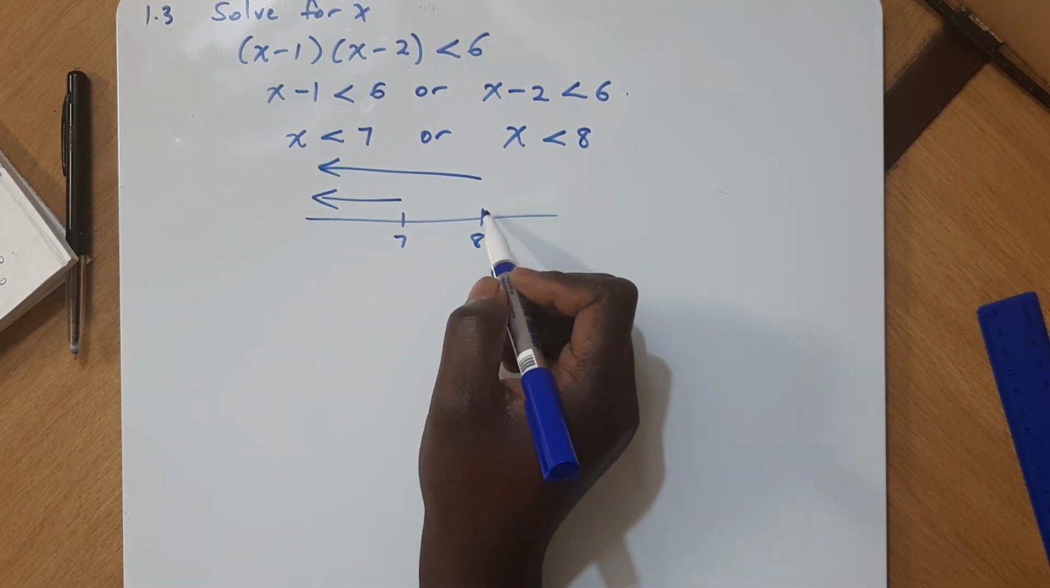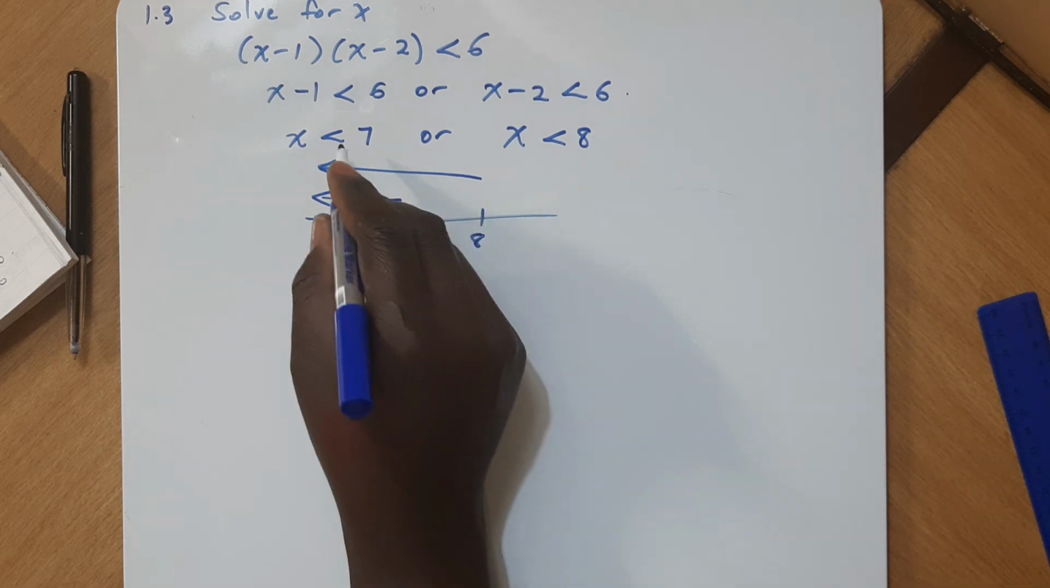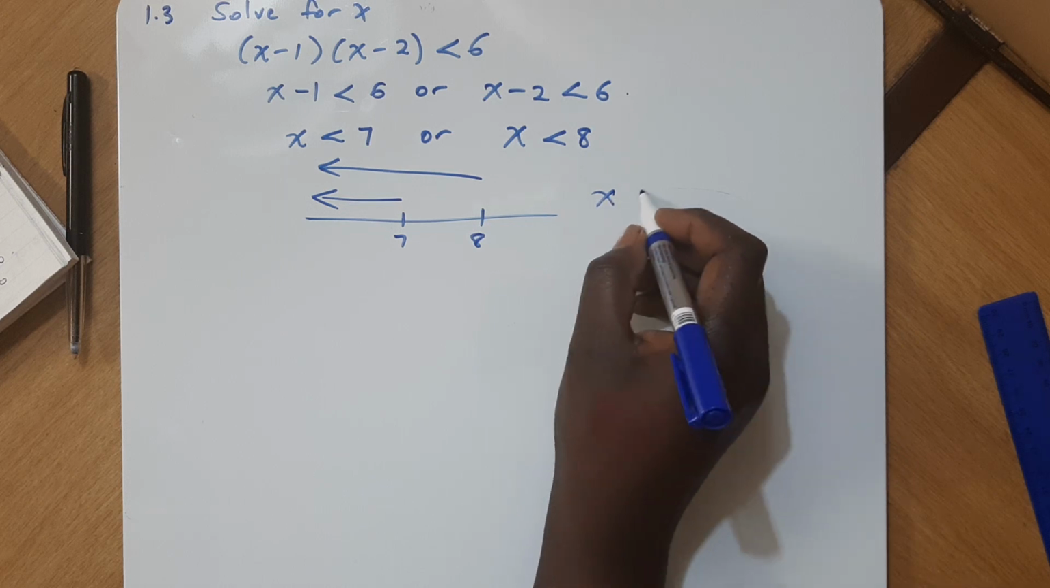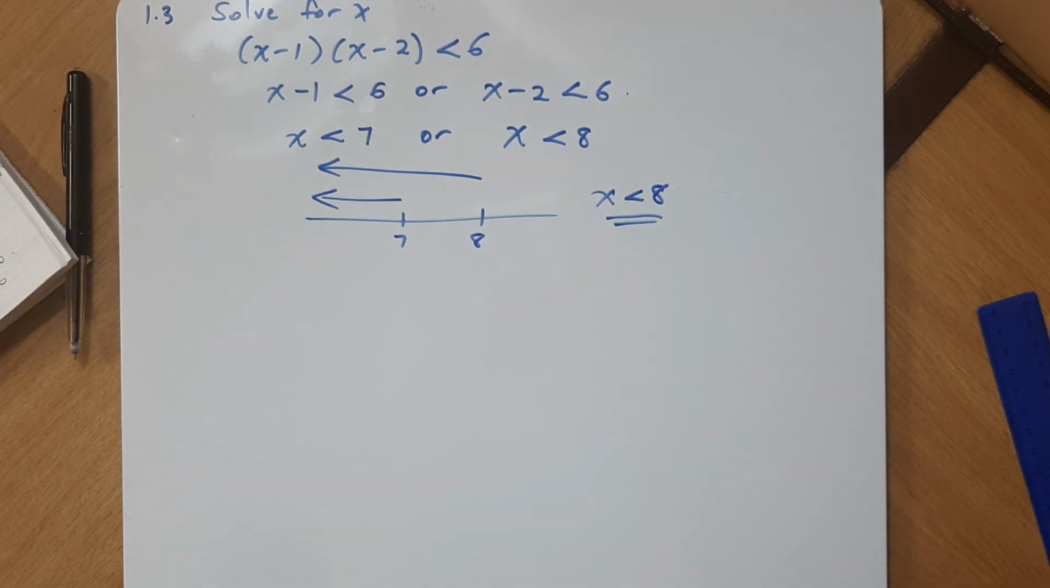So in essence, our answer is x less than 8. You don't have to say both. So it's x less than 8. Because x less than 7 is also less than 8. Okay.